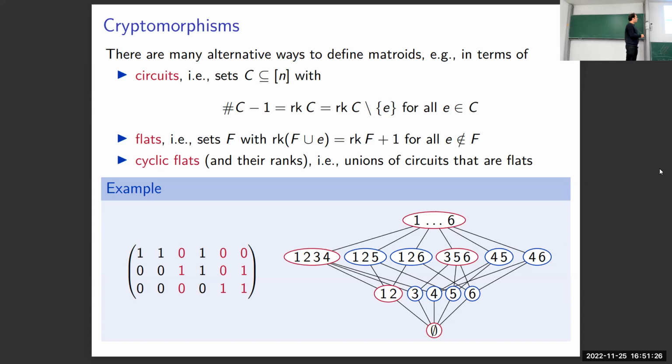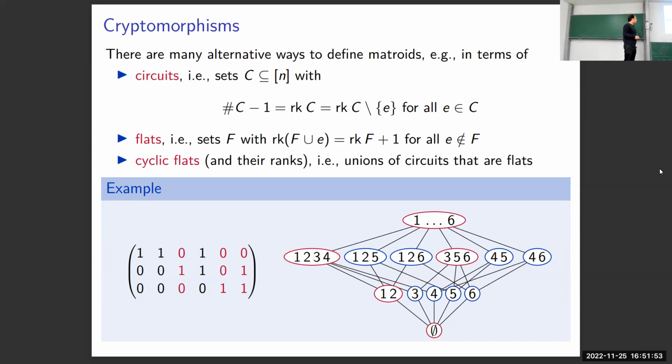And then if you want to see what the cyclic flats are, I circle them in red. So there are how many? 5 cyclic flats. And for example, {1, 2, 3, 4} itself is not a circuit. {3, 5, 6} would be a circuit. You can easily check here. But {1, 2, 3, 4} is not. But it's the union of {1, 3, 4} and {2, 3, 4}, which are circuits. So therefore, it's also a cyclic flat.